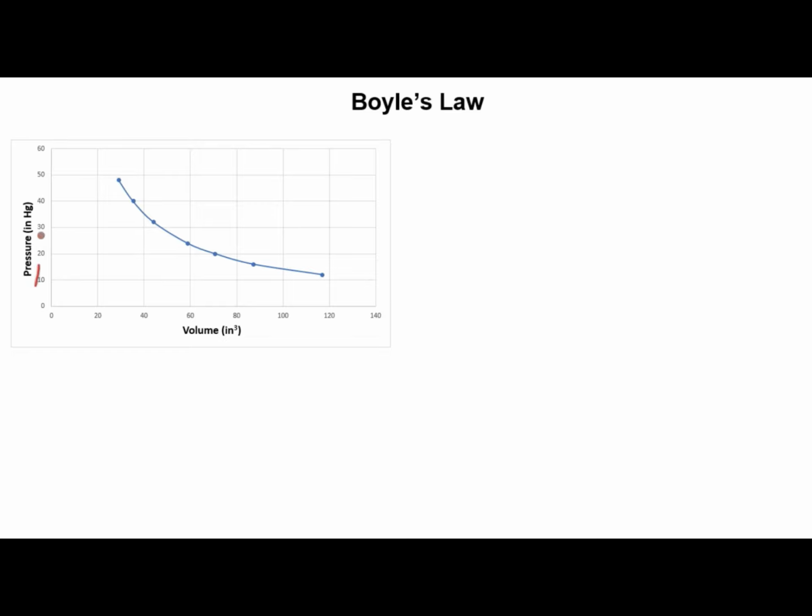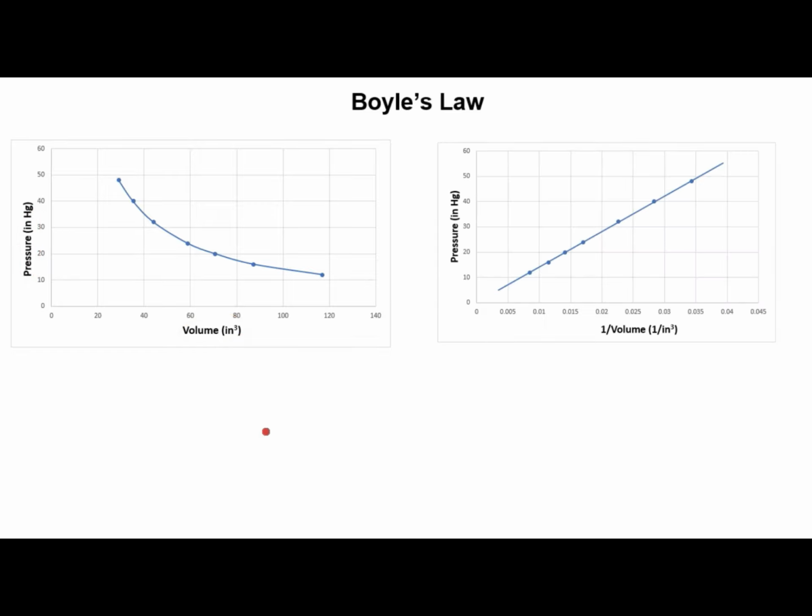So instead of plotting pressure and volume, Boyle also plotted pressure and 1 over volume. And you can see how this has changed the relationship to a nice linear relationship. Here is the generic equation for a line, y equals mx plus b. Let's put in our variables. Our y variable is pressure. Our x is 1 over volume, and our y-intercept is 0.